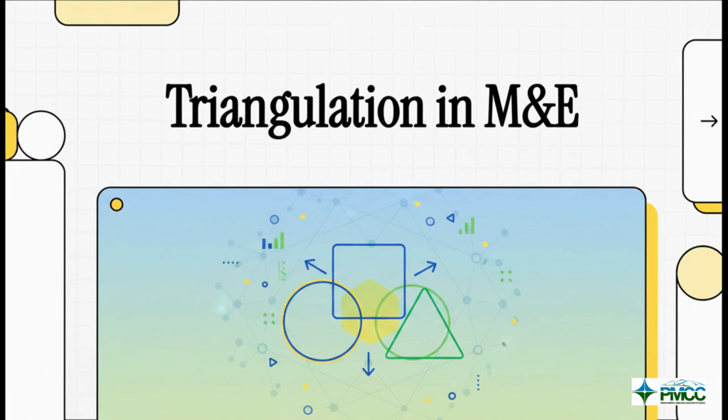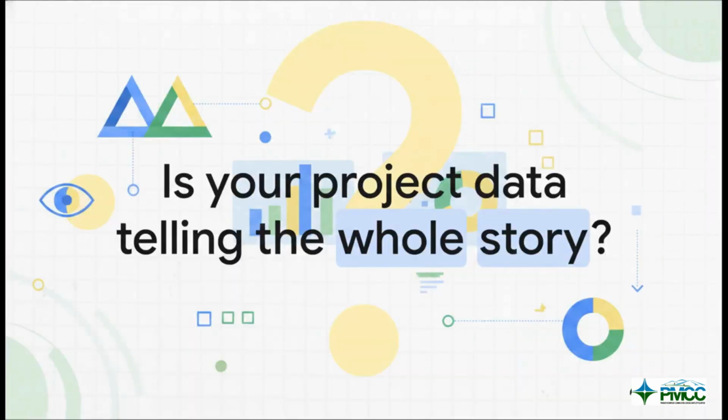In today's tutorial, we're going to dive into a really essential concept in monitoring and evaluation. It's called triangulation. We're going to break down how it can seriously improve the accuracy and credibility of your data. So, let's just start with a crucial question, one that every single M&E professional should be asking themselves all the time. Is the data you're collecting really telling the whole story? Because if it's not, you might be missing the most important parts of your project's real impact.